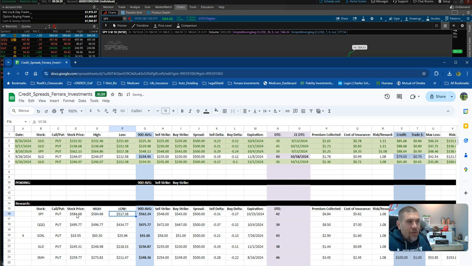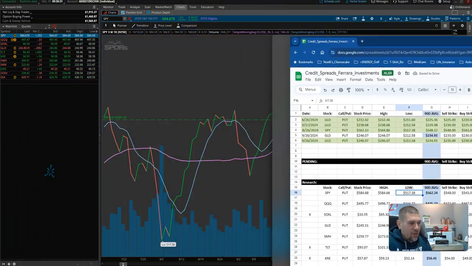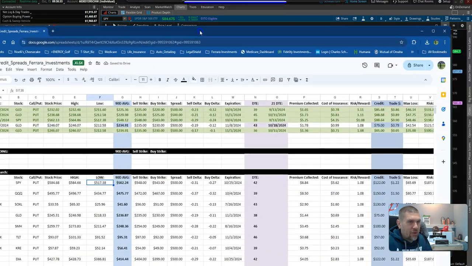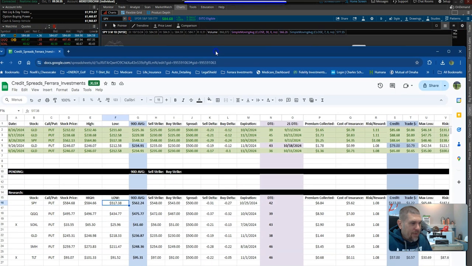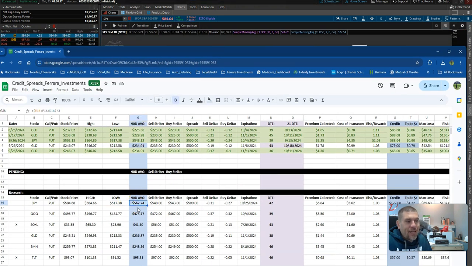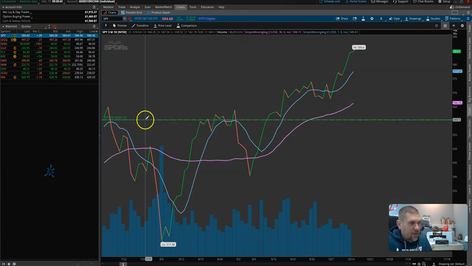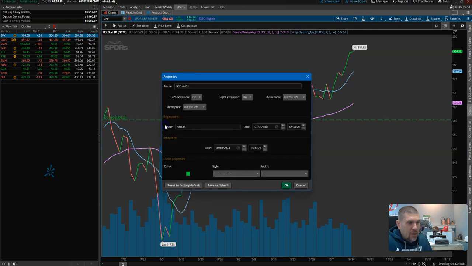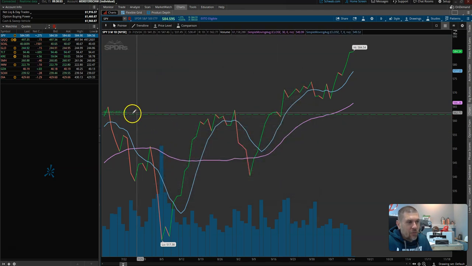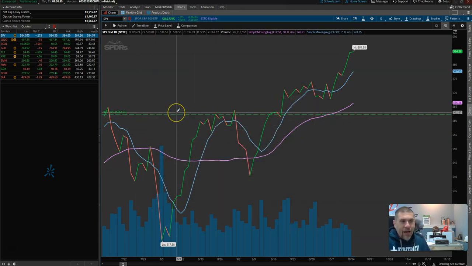And then the low, let's find the low here. The low is 517.38. So it gives us a 90-day average of 562.24. So what I do now is I put that on here. So there, this is our 90-day average.